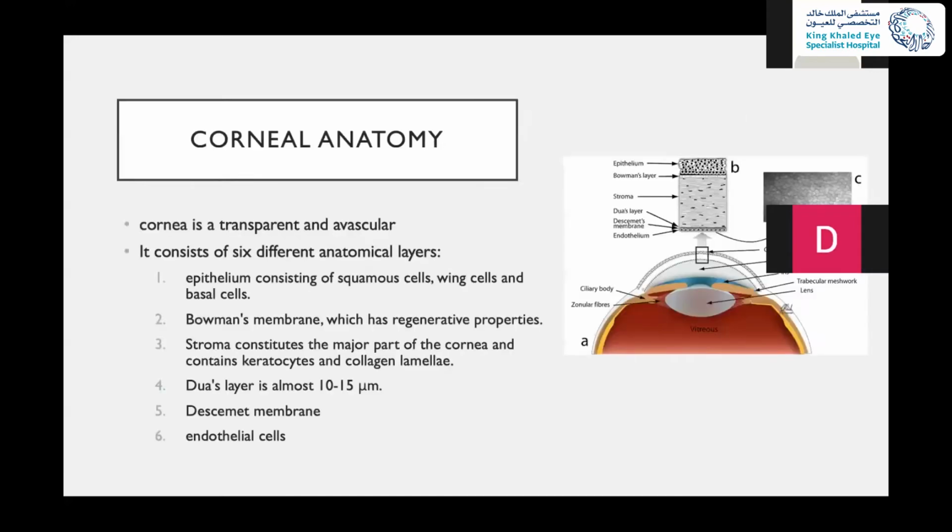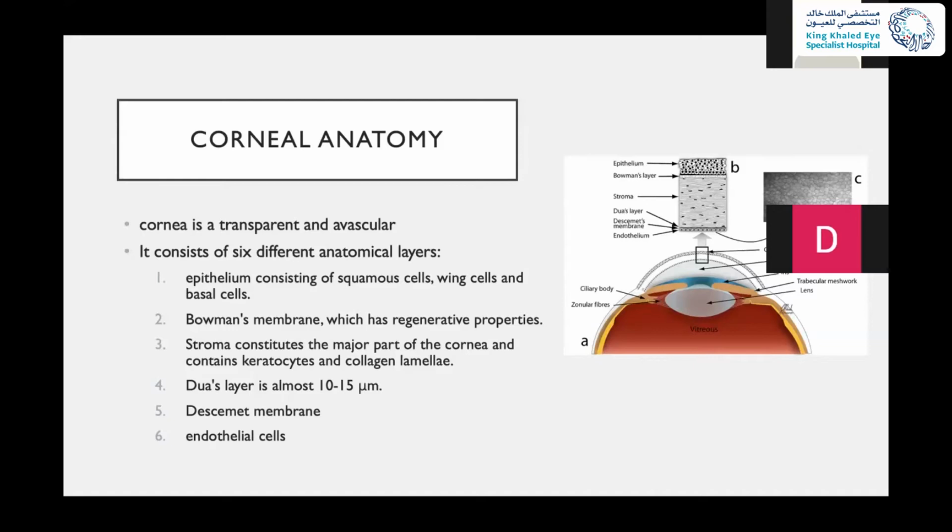So as you can see here, the cornea is the transparent and avascular structure of the eye, which constitutes the anterior-most part of the eyeball. It consists of 6 different anatomical layers. The anterior-most is the epithelium, which consists of squamous cells, wing cells, and basal cells.